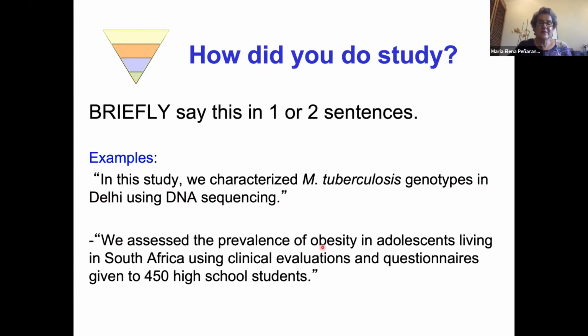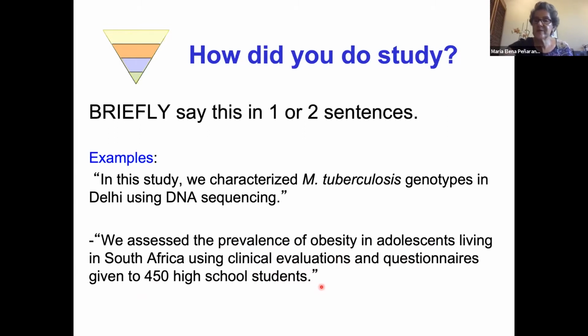We assess the prevalence of obesity in adolescents living in South Africa using clinical evaluations and questionnaires given to 450 high school students. So this is a very nice last sentence. We have everything. We assess prevalence, obesity, in which ages, which area, using what methodology, clinical evaluation and questionnaires, and how many students we plan to study, or we did study.